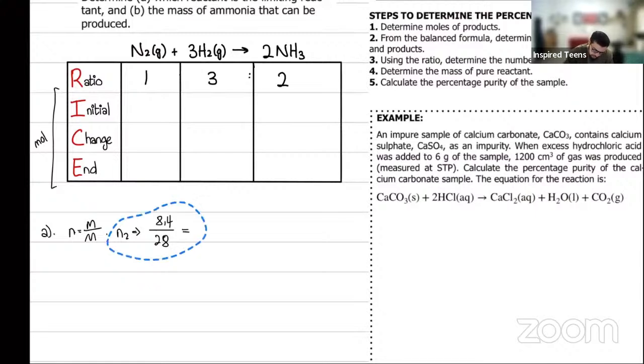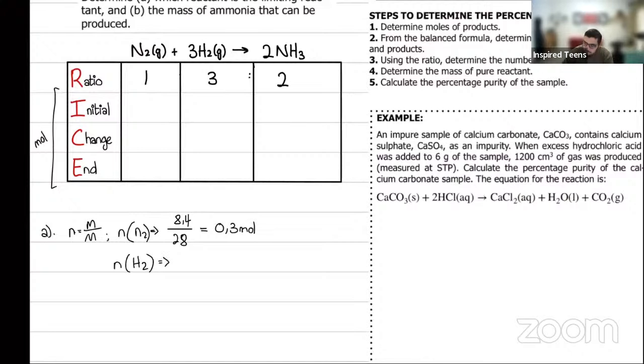This gives you the moles of nitrogen. The moles of nitrogen is 8.4, the mass given, divided by its molar mass, and we get an answer of 0.3 moles. Then we want to determine the moles of hydrogen, the other reactant. This is going to be 1.5 divided by the molar mass of hydrogen, which is 1 times 2, because it's diatomic. 1.5 divided by 2 gives us 0.75 moles.